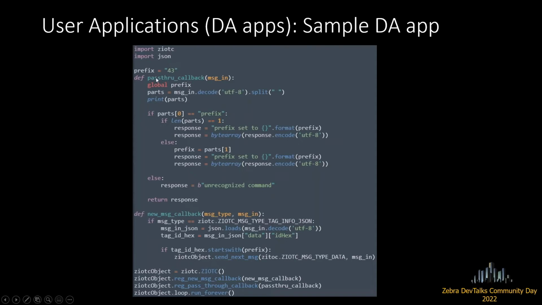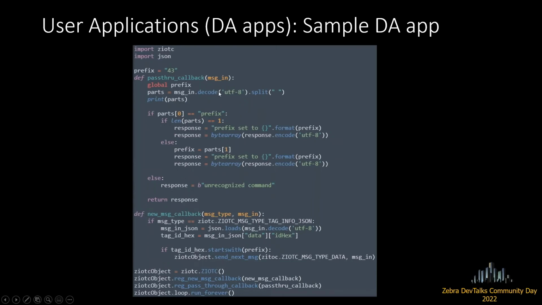So in this case, what this pass-through callback is doing is simply changing the prefix. So in this case, it's a dynamic filter. By default, this application will keep filtering on prefix 43, but at some point you decide you want to change the filtering prefix. You don't want to filter by 43, but maybe by 86. You could simply change the prefix without having to rewrite the application by sending a command using the pass-through callback.